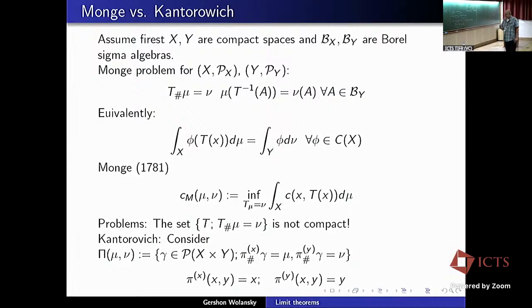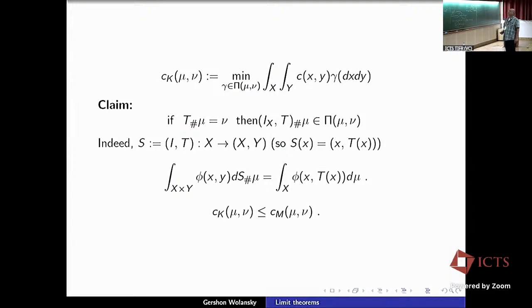You can immediately see that this is a convex set of measures in the probability measures on X times Y. And then we say, let's look for the minimum, not over the mappings, but over this probability measure in the set pi mu nu. This is a great relaxation, right? Why is it a relaxation?